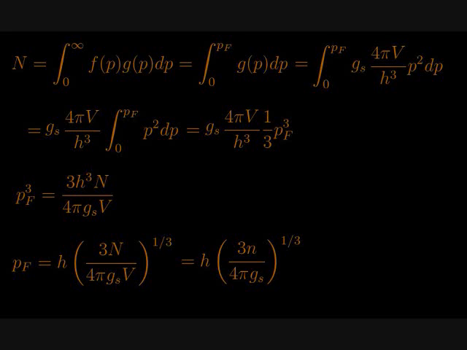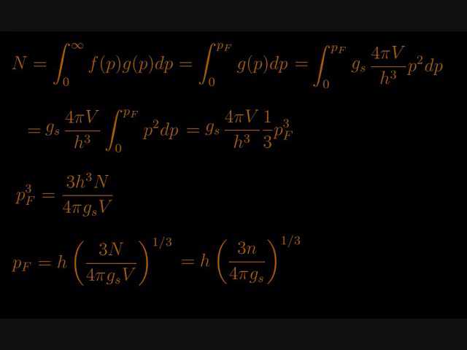And we already agreed that g of p dp, the density of states, is g sub s 4 pi V over h cubed p squared dp. And so 4 pi volume over h cubed times g sub s is a constant, so pull it out of the integral, and we need to integrate p squared from 0 to p sub f. And of course that's just 1/3 p sub f cubed. So combine everything together, and then solve for p sub f cubed to get that p sub f cubed equals 3h cubed N over 4 pi g sub s V.